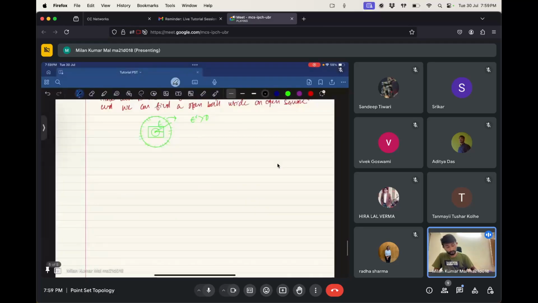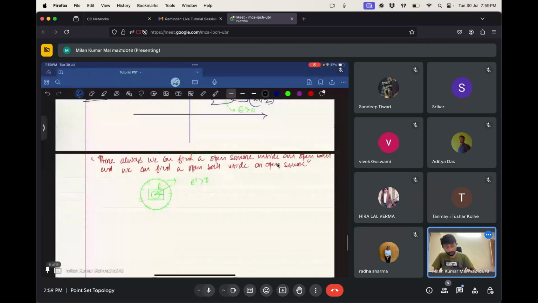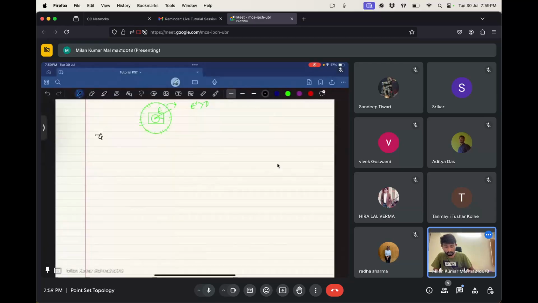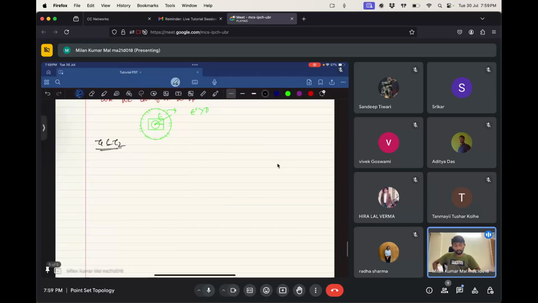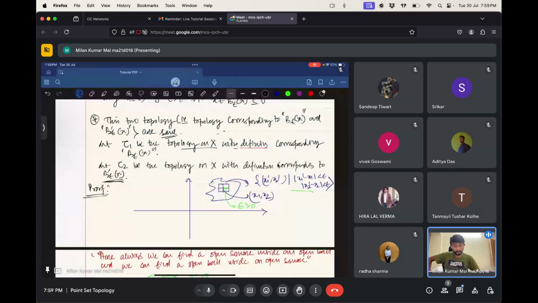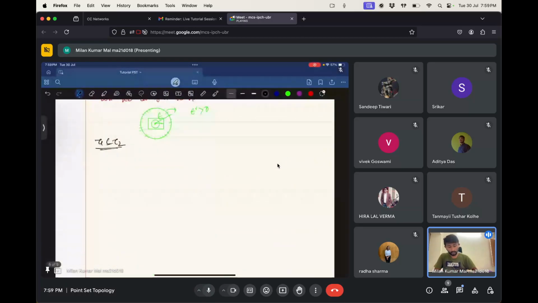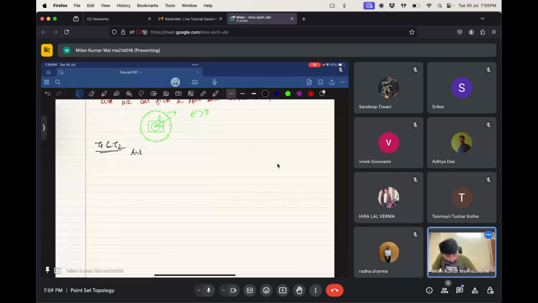I want to prove that. Let us first prove that tau 1 is a subset of tau 2, where tau 1 is the topology on X with the definition corresponding to B epsilon of X. Let U belong to tau 1. I want to prove that U belongs to tau 2.